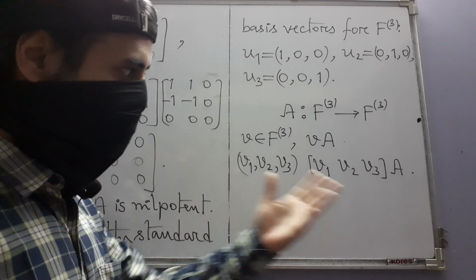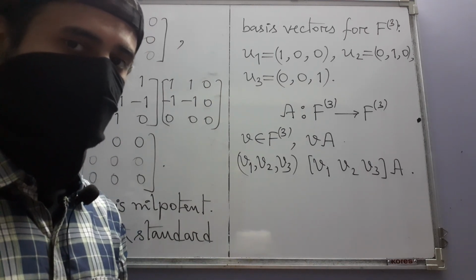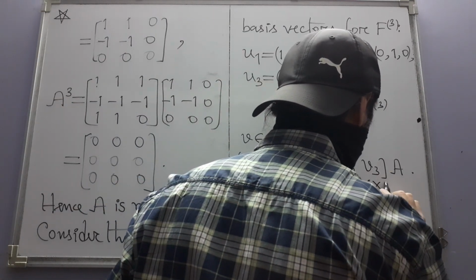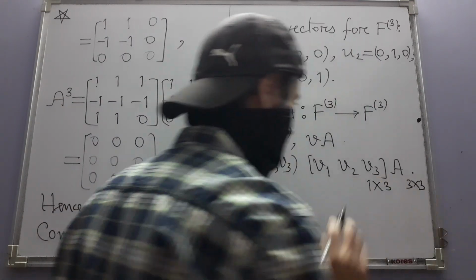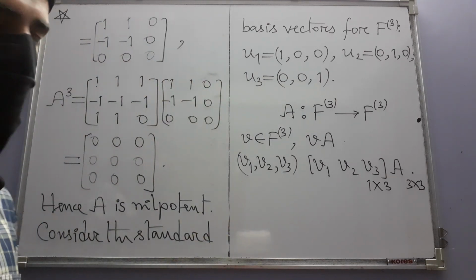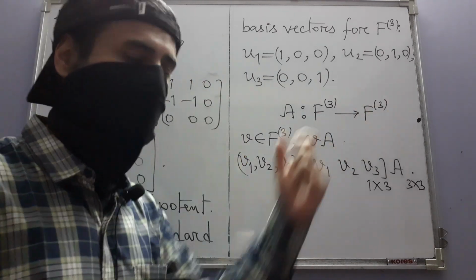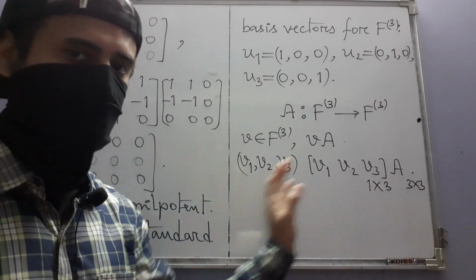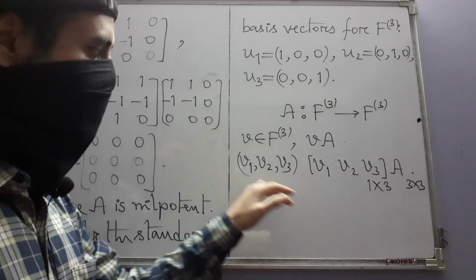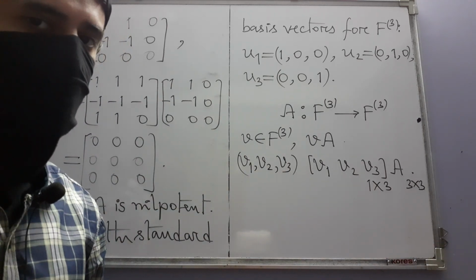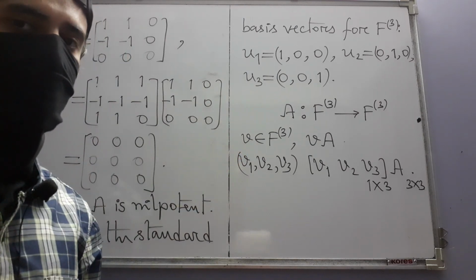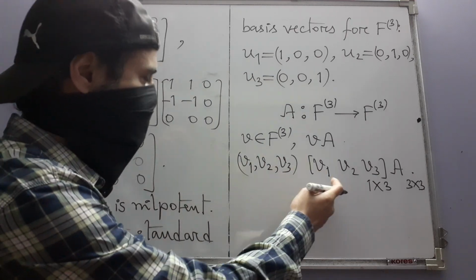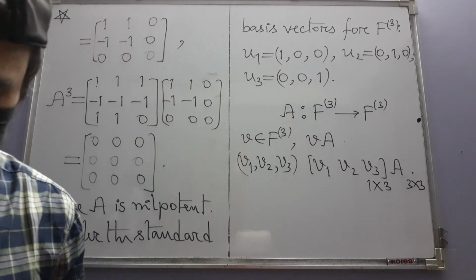And what will the product look like? The product will also be a row matrix, because this is a 1 by 3 matrix and A is a 3 by 3 matrix, so the product will again be a 1 by 3 matrix. And that corresponds to a vector in F3 again. The entries of this product matrix will be the components or coordinates of that vector. And this is a linear transformation. We are talking about that linear transformation. So now if we apply that A in this manner to these vectors, what are we going to get? Let's see.